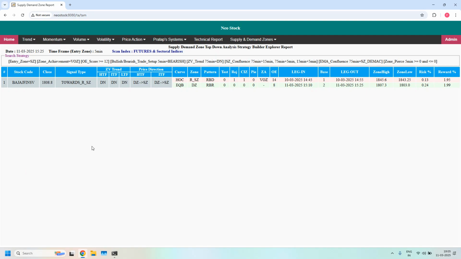This stock is filtered. That means the 75 minutes supply zone is having daily EMA. Inside that 75, our 5 minute supply zone is a fine-tuned 5 minute supply zone. So that way this might be having even more high probability to get success. So this is about bearish trade setup for hourly income trade.